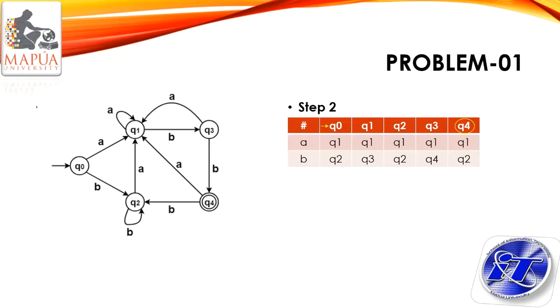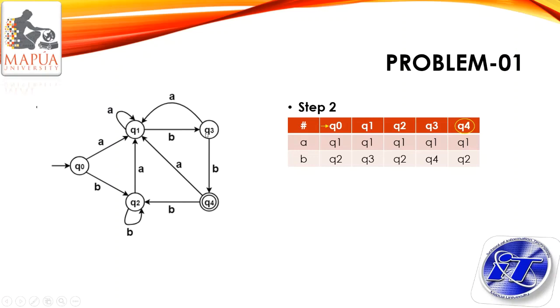This is the transition function, wherein if Q0 encounters A, it will go to Q1. If it encounters B, it will go to Q2. In Q1, if it's A, it will just loop within itself, but if it's B, it goes to Q3. In Q2, if it encounters A, it will go to Q1, but if it's B, it will just loop within itself.